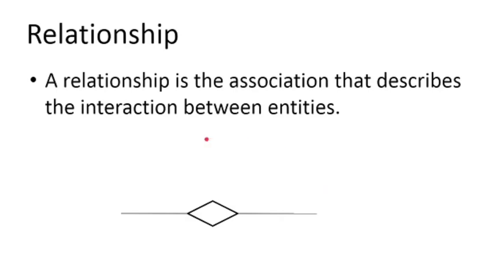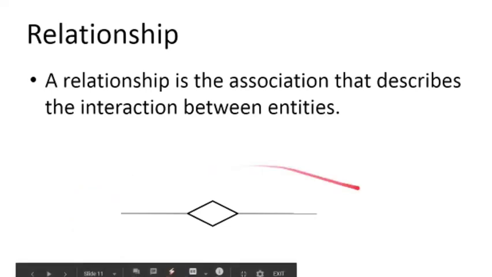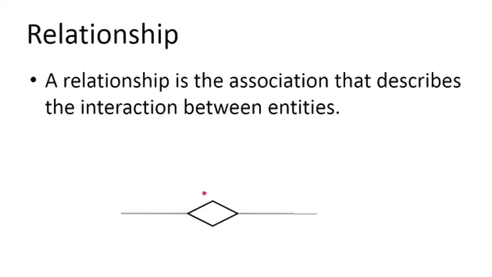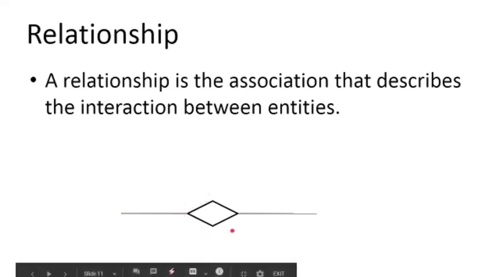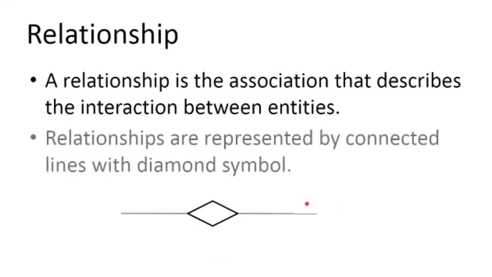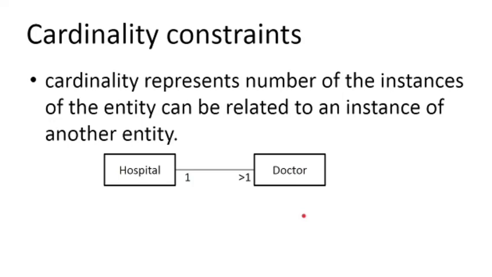Now what we need to do is this entity wants to communicate with this entity with the help of this relation. It has a certain relation, these two have some relation. So this is represented with the help of a diamond symbol and connected lines. We have cardinality constraints. That means we have a hospital entity and a doctor entity.